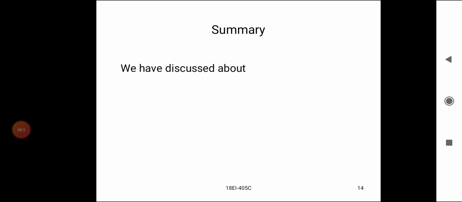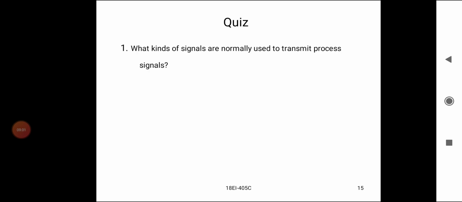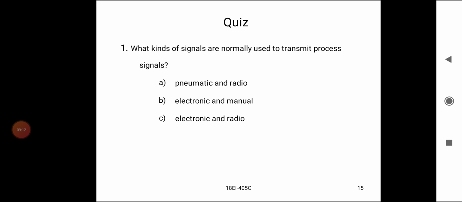Summary: we have discussed final control element. Question one: what kind of signals are normally used to transmit process signals? A. Pneumatic and radio. B. Electronic and manual. C. Electronic and radio. D. Pneumatic and electronic. The answer is D, pneumatic and electronic signals.